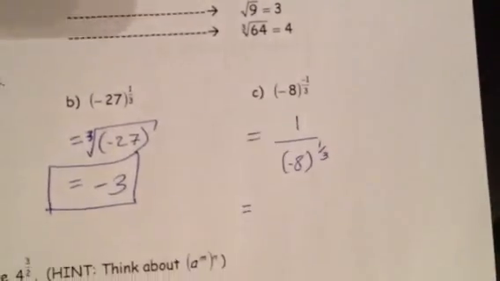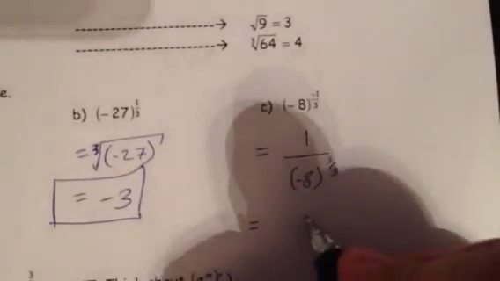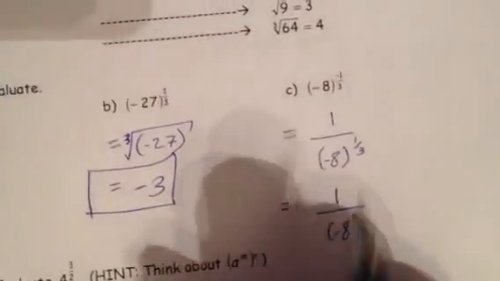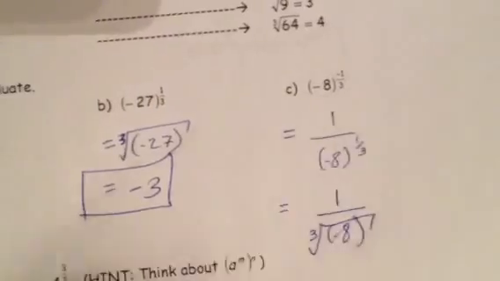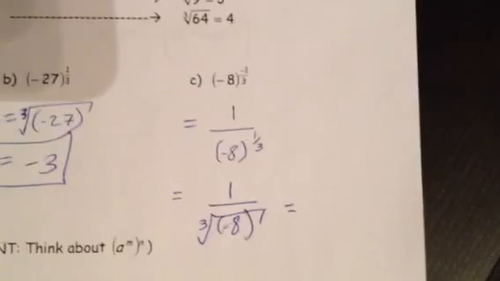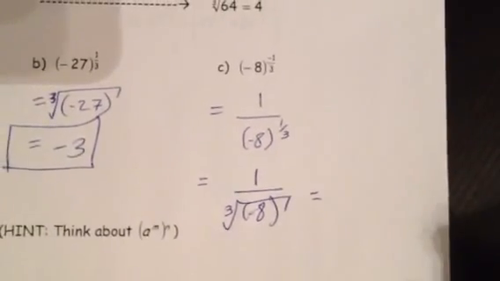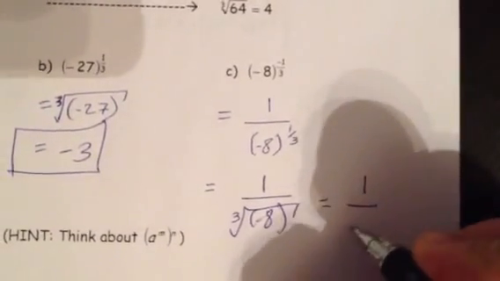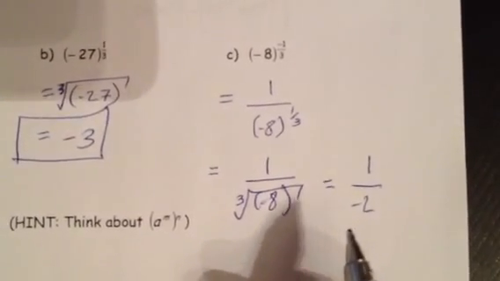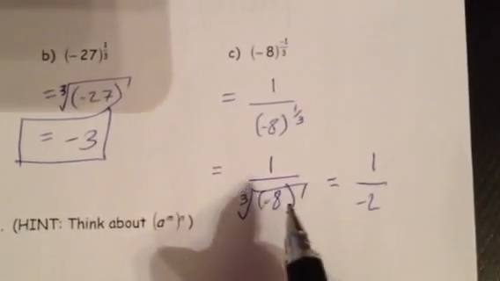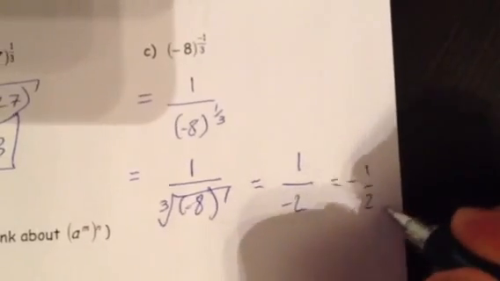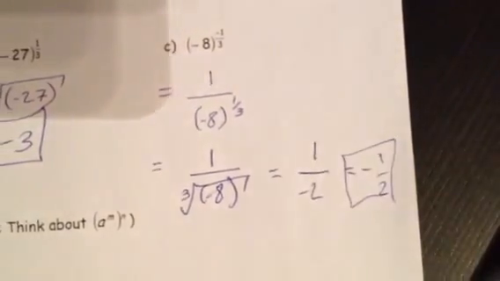Next, I'm going to take care of the power of a third. So this is 1 over negative 8, and that third means the third root of negative 8. Continuing this, obviously we can take the third root of negative 8. This will just be 1 all over negative 2. Why is the third root of negative 8 negative 2? Because negative 2 times negative 2 is positive 4, times another negative 2 is negative 8. So the final answer would be written with the negative out in front, so it would be negative 1/2.